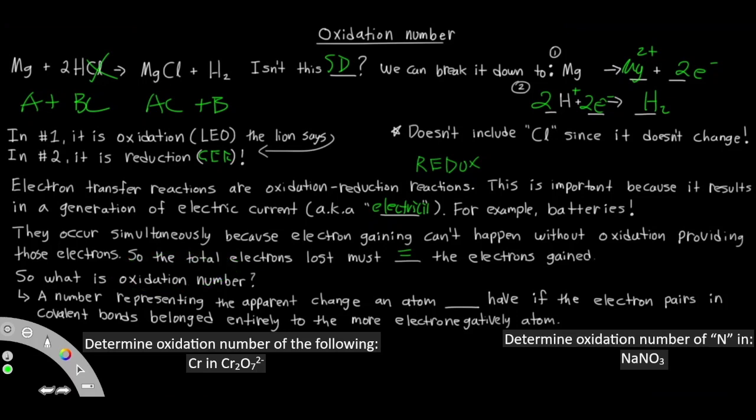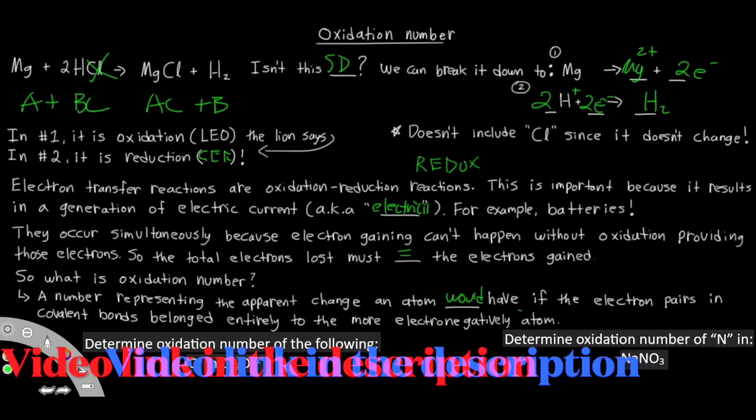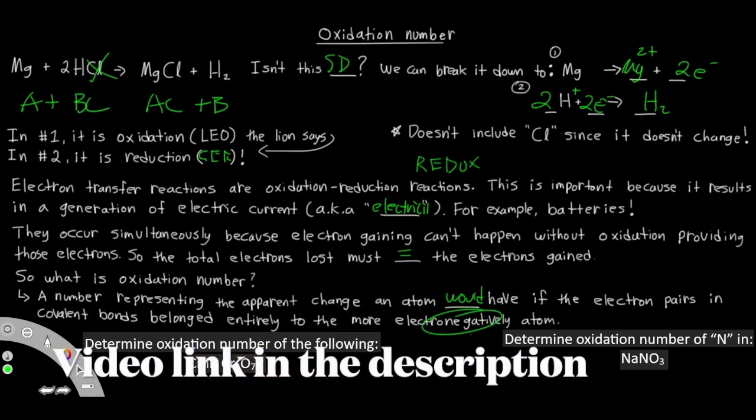So what is oxidation number? Okay, this is a number representing the apparent charge an atom would have if the electron pairs in the covalent bonds belonged entirely to the more electronegative atom. To know more about electronegativity, see the video link in the description.